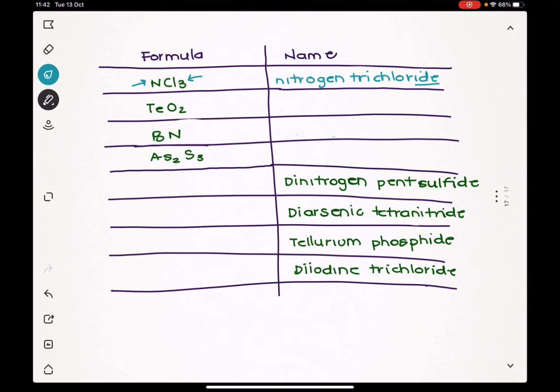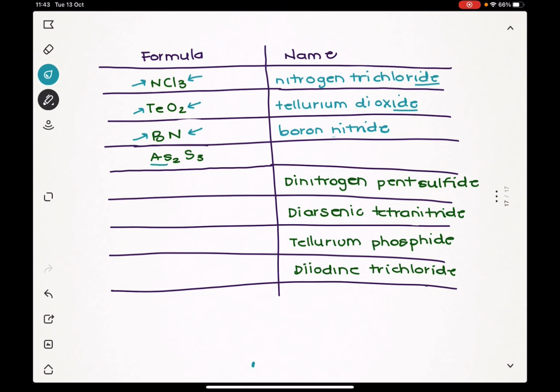Then we have tellurium. Tellurium we only have 1. Oxygen we have 2. So we have tellurium, the element, di, the number, oxide, because it's my last name. Then we have boron, and we have only one nitrogen. So we have boron nitride directly. Remember, we usually do not put the mono part. The one, we usually do not put it.